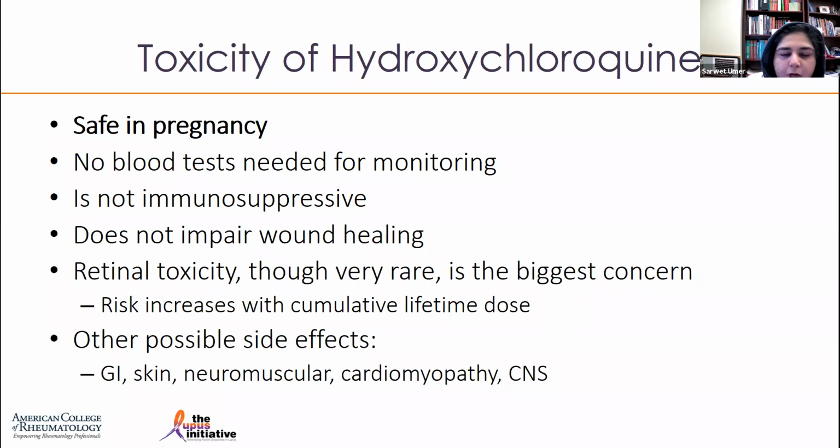The only problem with Plaquenil is if a patient has been taking this medicine for more than 5 years, there is a concern of retinal toxicity. That's why we want all our lupus patients to have a yearly eye exam, sometimes even earlier than that, every 6 months if the ophthalmologist wants.